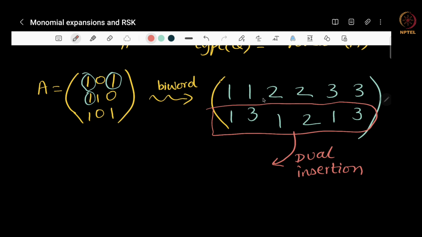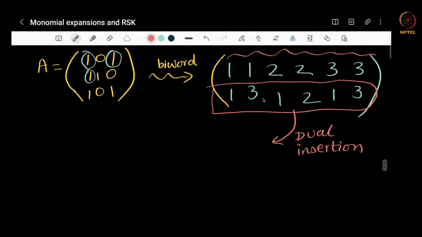While performing the dual insertion, I will also record my moves and fill in the values in the top row, exactly analogous to the usual RSK. So let's do this. How will we do dual insertion on the word 1, 3, 1, 2, 3? First I get a 1, then I read the 3 and the 3 goes here. The first box that I added was where the 1 appeared, and the next box was where the 3 appeared. Corresponding to that, when I record it, I'll put the ones there.